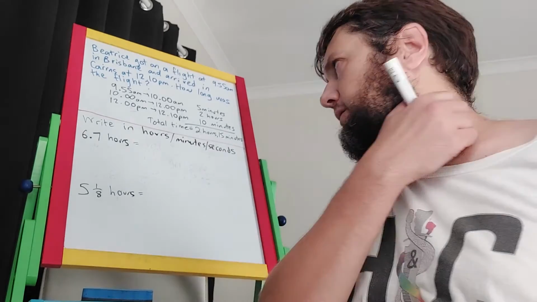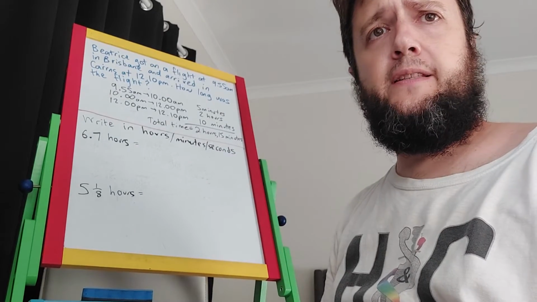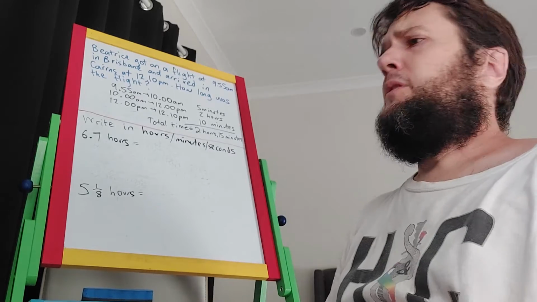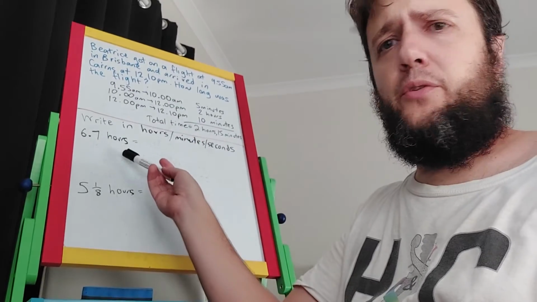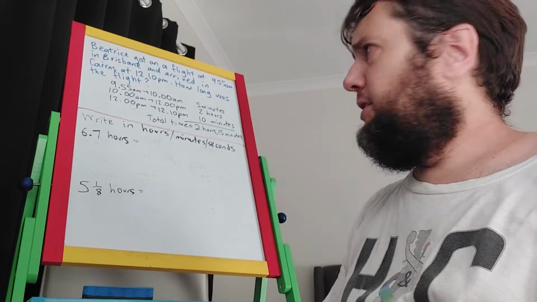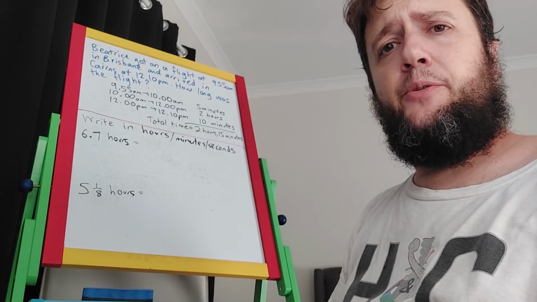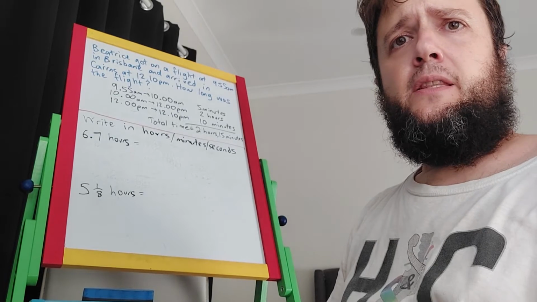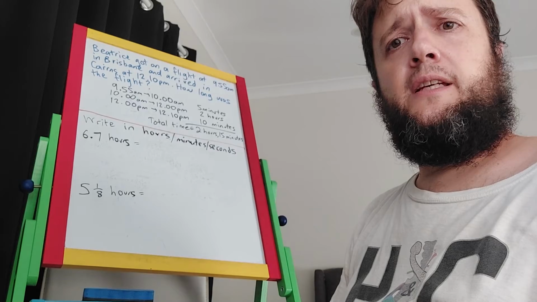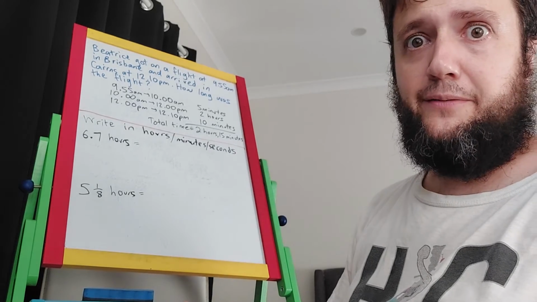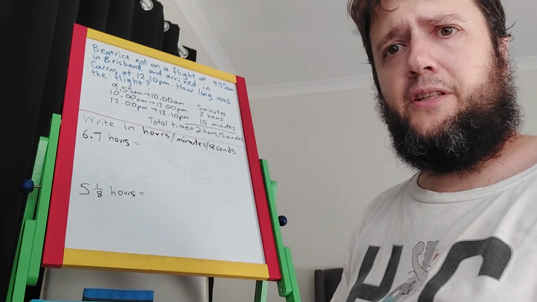Now the next skill I want to go through is when you get given a number of hours in either a decimal or a fraction form, and you need to be able to write that as hours, minutes, and seconds. Now, there's actually a nice way you can check this in your calculator too. I might even show you that later if you're feeling excited about this content.